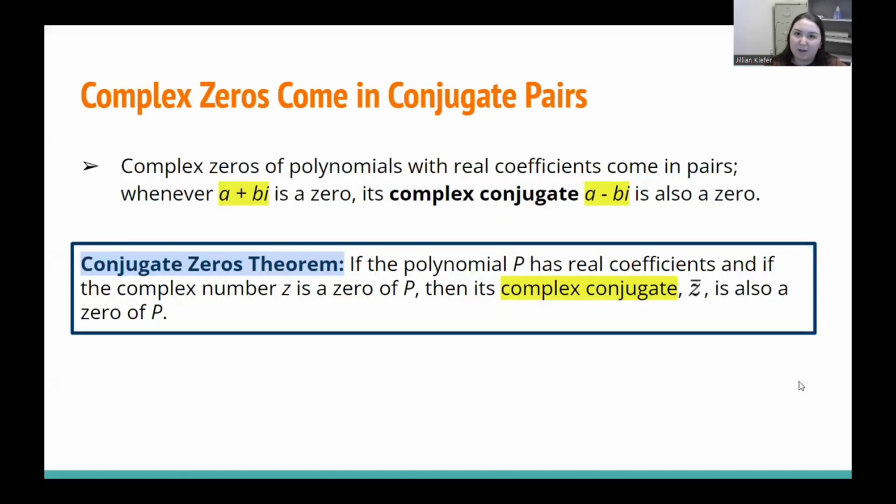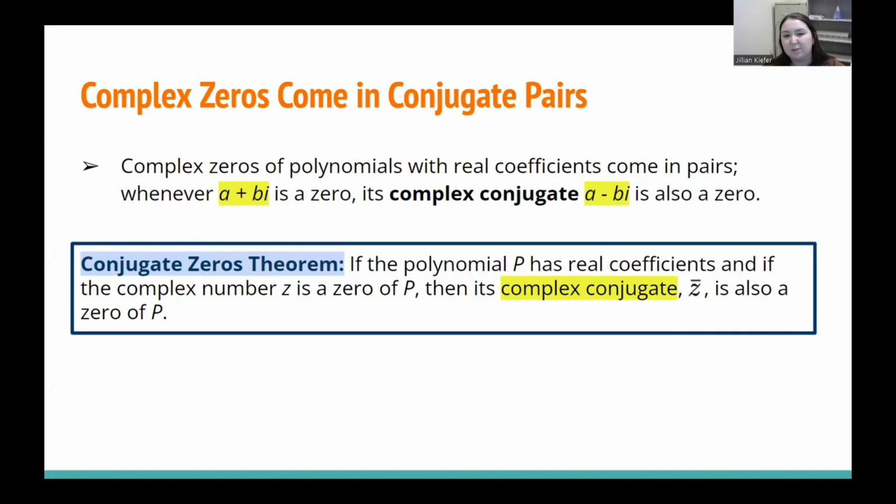Now talking about another part here is going to be complex zeros that come in conjugate pairs. So what we just kind of saw before was that we worked with multiplicity and we saw something interesting. We saw that when we had a complex number, we really had two of them. We had the positive version and the negative version. And this is going to happen quite a bit. And we call these complex conjugates.